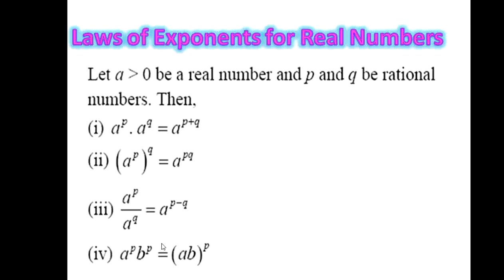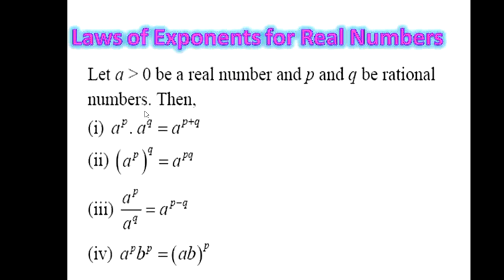So laws of exponents. Exponents means you know, right? To the power of, that is only exponents. Let a be greater than 0. Okay, a is any real number we are taking as a, and it should be greater than 0, a real number, and p and q be rational numbers. So a is a real number greater than 0 and p and q are rational numbers.